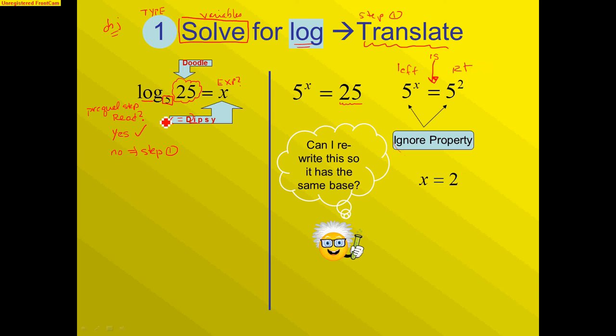So prequel step, can you read an answer? Yes. No, go to step 1. Step 1 is translate from logs to exponents. Step 2 is rewrite to the same base. Step 3 is the ignore property. Now, once you use the ignore property, you may have to then solve an Algebra 1 equation or Algebra 2 equation. Here we did not. X was just equal to 2. We didn't have an equation, or anything to solve, I should say. All right, let's do some more.